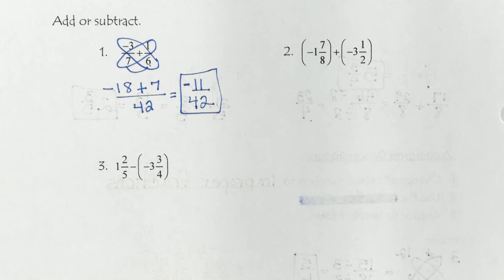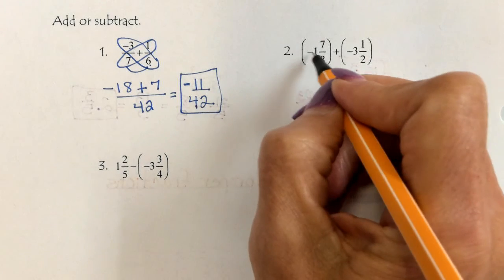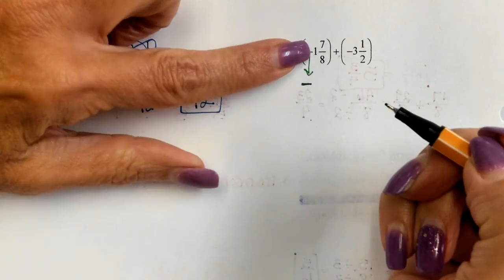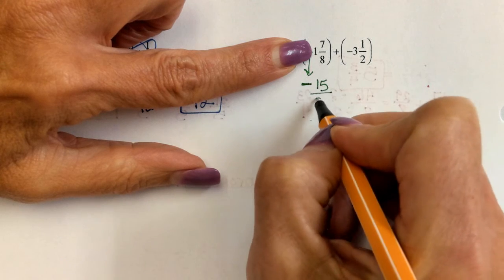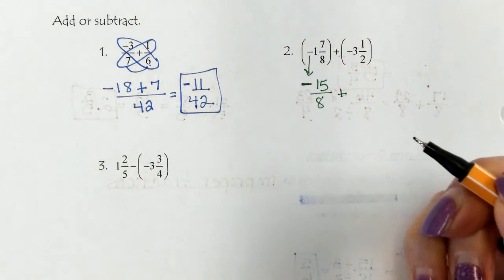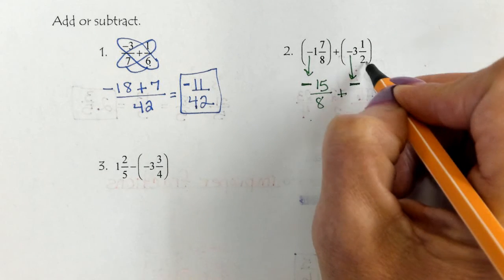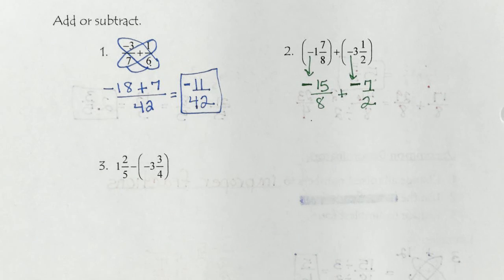So you're still doing butterfly method with these. All right, for this one, I need to do some conversions. -1 and 7/8. Remember, the negative sign comes down. We're going to ignore it. 1 times 8 is 8, plus 7 is 15 eighths. Bring down your plus sign. Again, this negative sign comes down. 3 times 2 is 6, plus 1 is 7 halves. Okay?